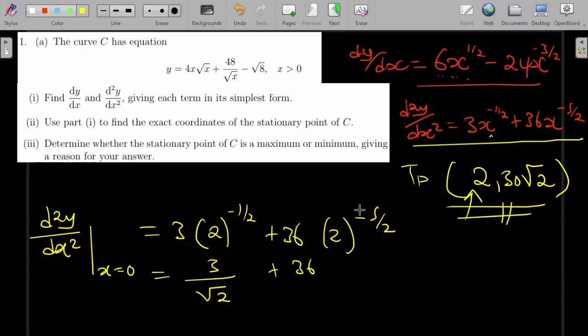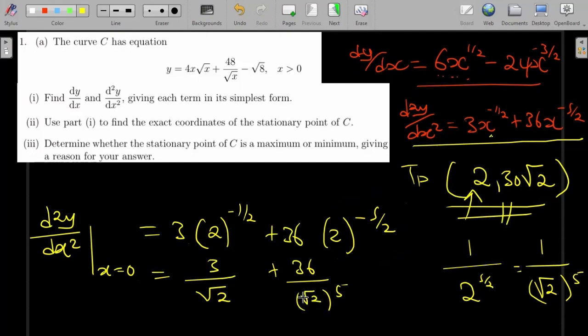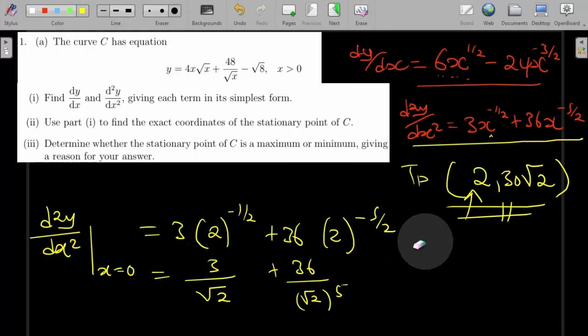This one has a negative power, so it can go down. So it's just this part here. It's the same as 1 over 2 to the power 5 over 2. And then this 5 over 2 is the same as the root of 2 multiplied by 5 like that. So what I have in the denominator here will just be the root of 2 to the power 5. Okay, and then we can simplify this expression now to find our second derivative value. That will help us determine the value that we have.